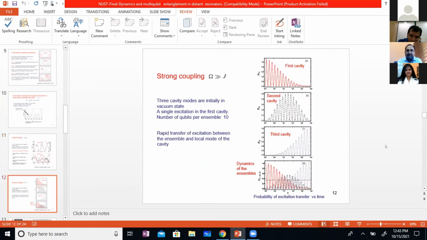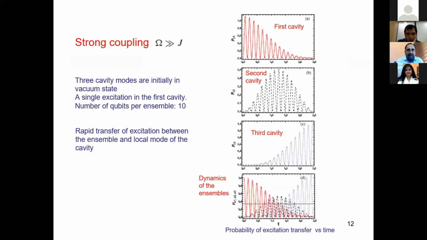Okay, now let's look at the second case when we have a strong coupling, right? Meaning, now in this case, coupling of the ensemble with the cavity field is stronger than the hopping. So 3 cavities are initially assumed to be in vacuum state, a single excitation in the first cavity, and the number of ensemble are 10. So you can play with this thing. You can have 10, 20, and so on and so on.